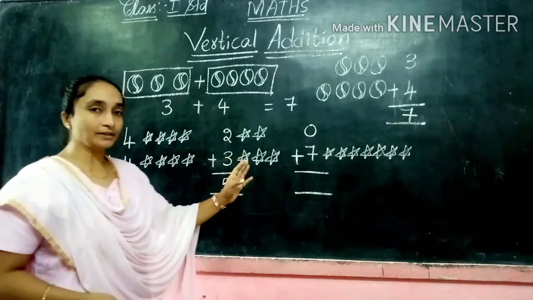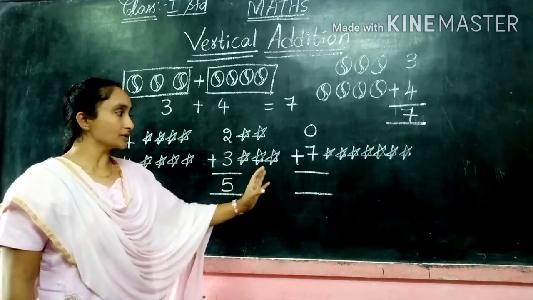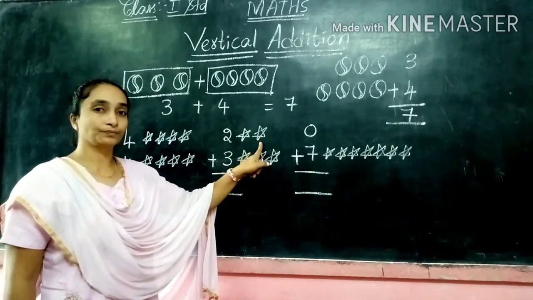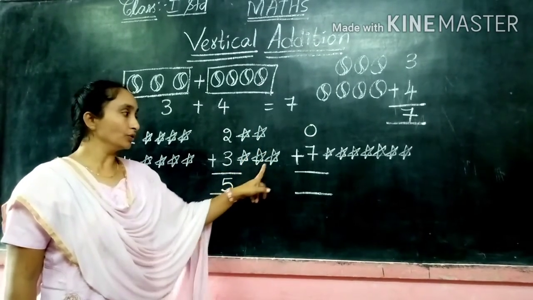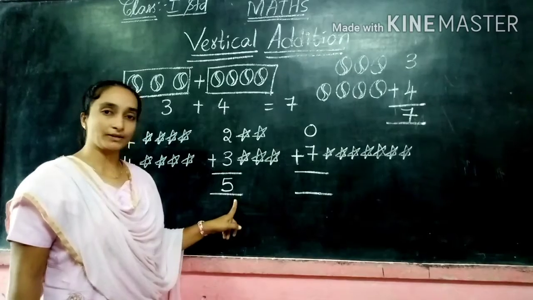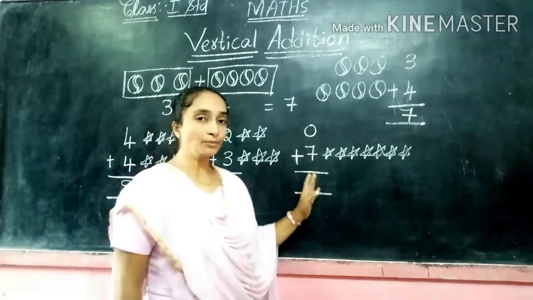If you add, you can add this. You can add these stars also. 1, 2. So after 2 you must add 3, 4, 5. Total 5 stars. Next, come to here.